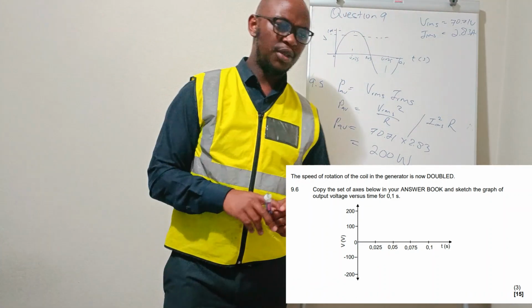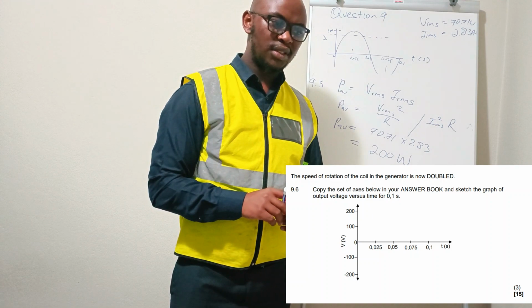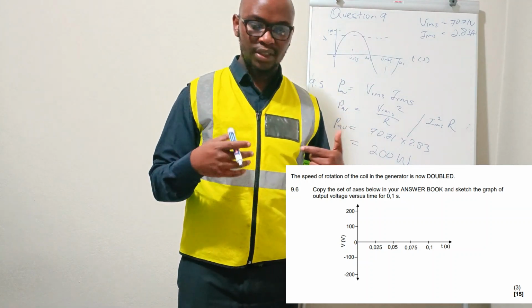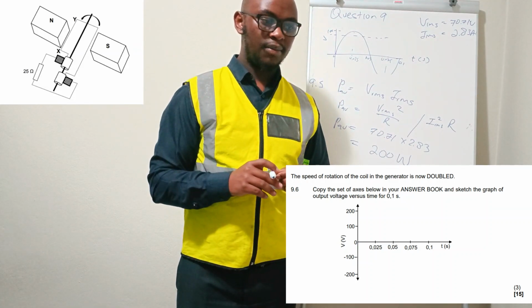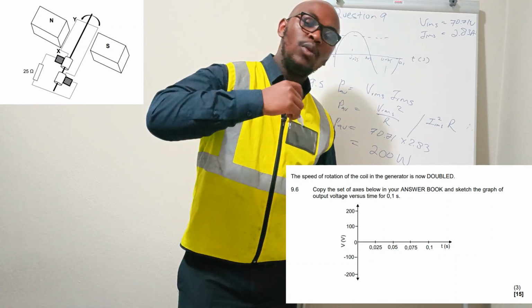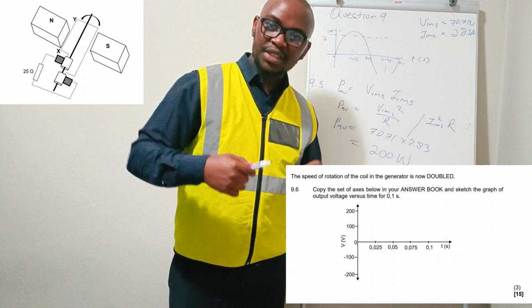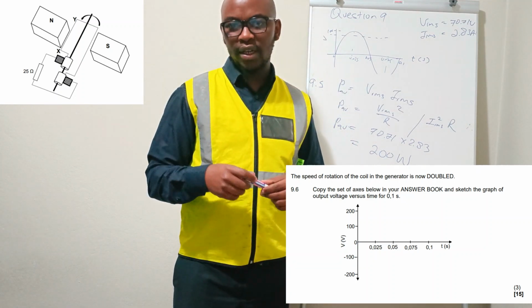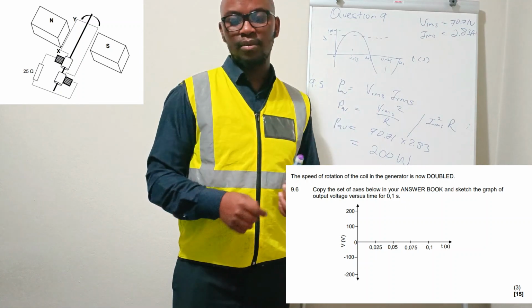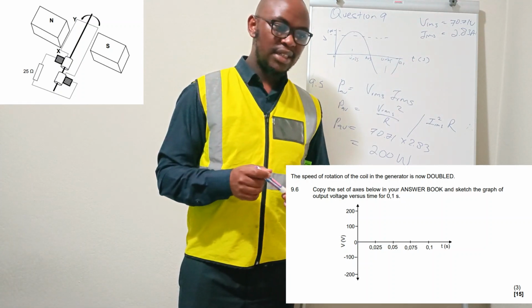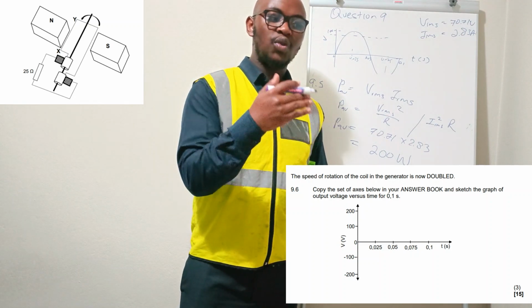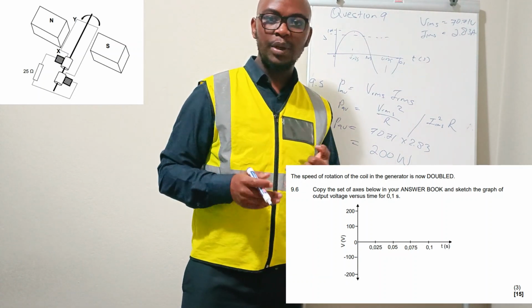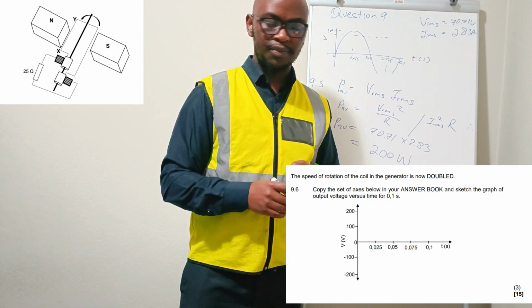Alright, so in 9.6 we are told that the speed of rotation of the machine we're given is now doubled. So we are rotating the machine anti-clockwise at double the speed that we were using in the previous questions. So they're asking you to draw the new voltage waveform, given the new information that the speed is now 2 times.